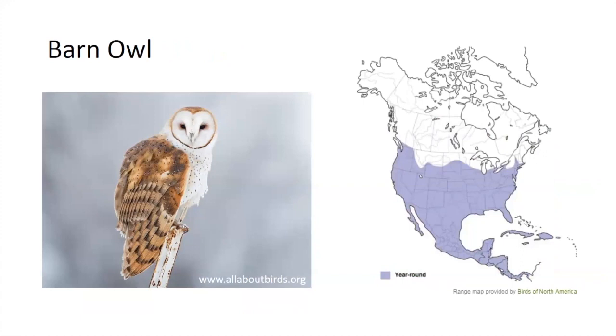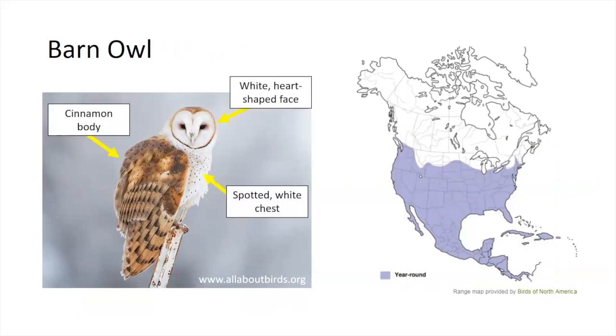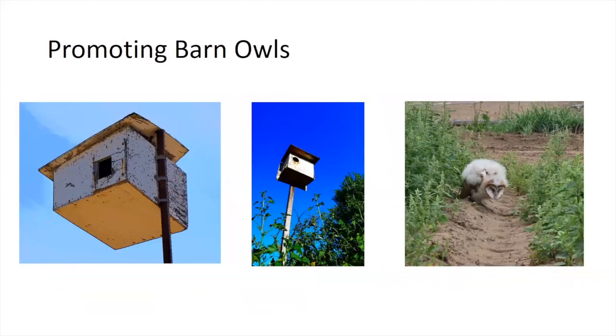Our only owl today is the barn owl, though you'll also find things like great horned owls on the farm. The barn owl has a cinnamon body with a spotted white chest and a heart-shaped face. They will nest in nest boxes. Here are a couple examples of nest boxes and a picture of a just fledged chick. They're kind of helpless still when they first fledge, and they'll be relying on mom and dad for a while. They'll also nest in silos if you have that available.